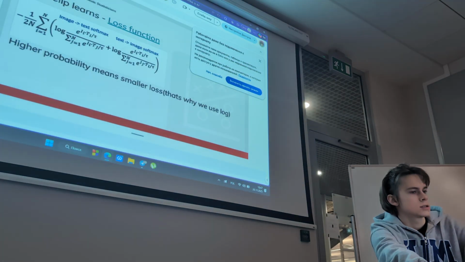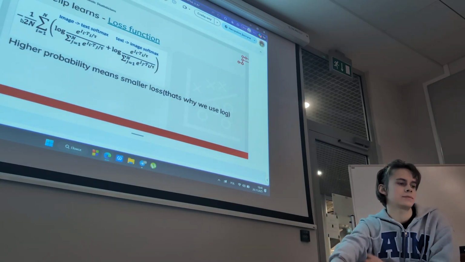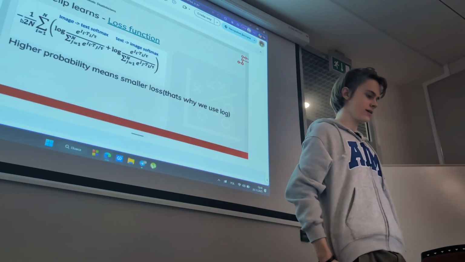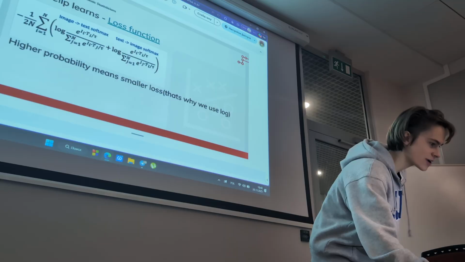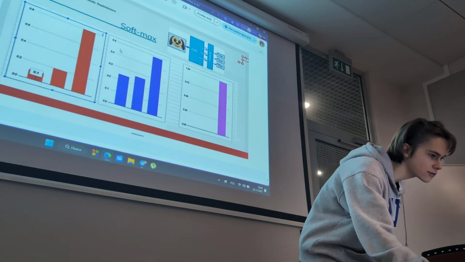So this is the function that explains the CLIP loss function. It looks complicated, but I'm going to try my best to explain it. At first we have softmax. So what is softmax?